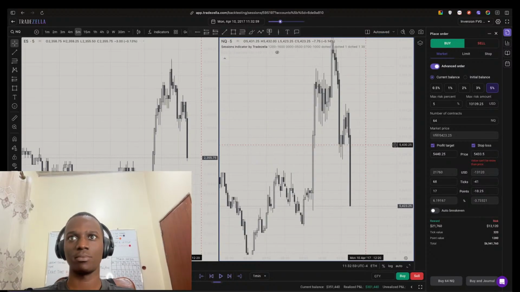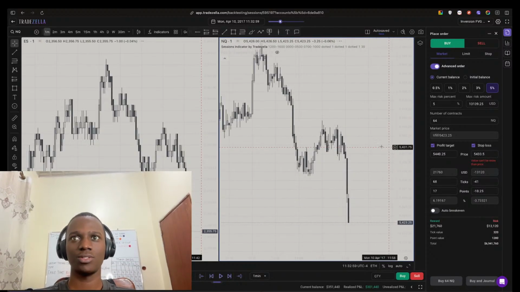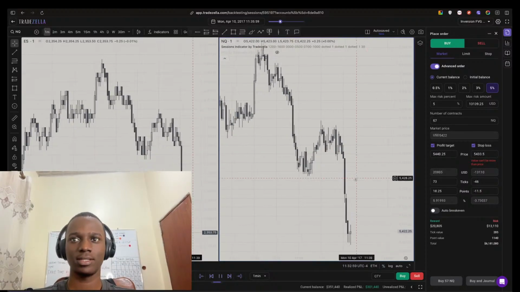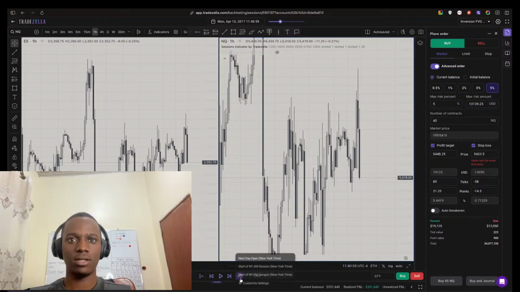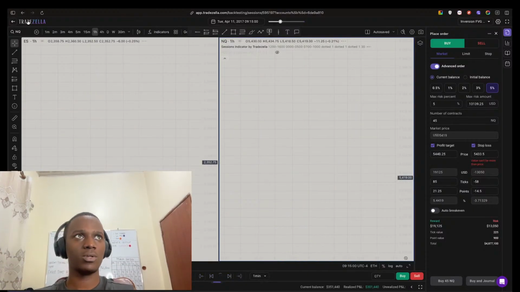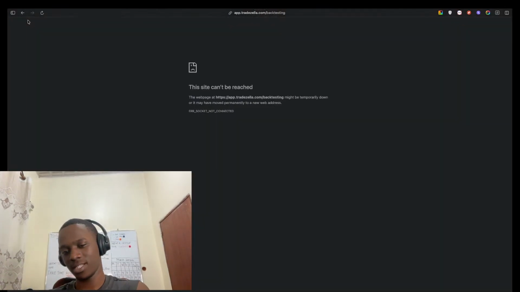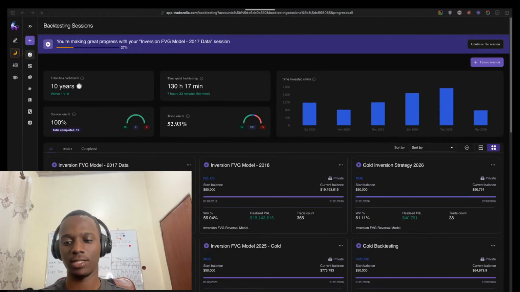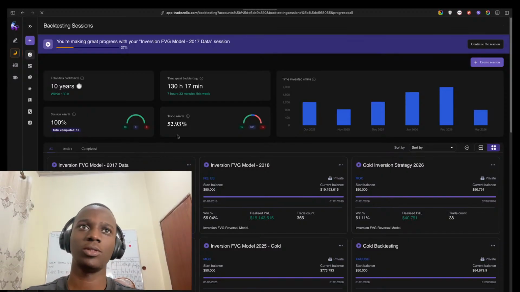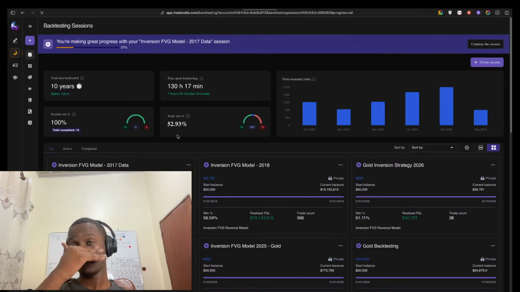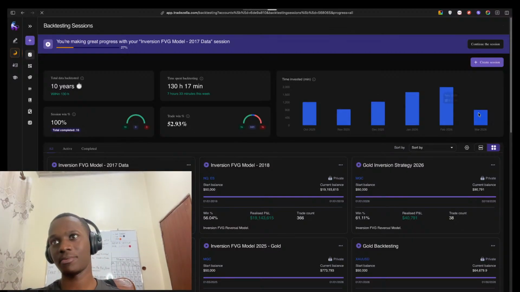Ooh, this is some good displacement lower. Juicy 15-minute gap retracement. Yeah. Well, I guess that was all for today's backtesting session. Let's check how the stats are looking and call it a day, I guess. So that's a 52.9% win rate. Yeah, that was basically it.